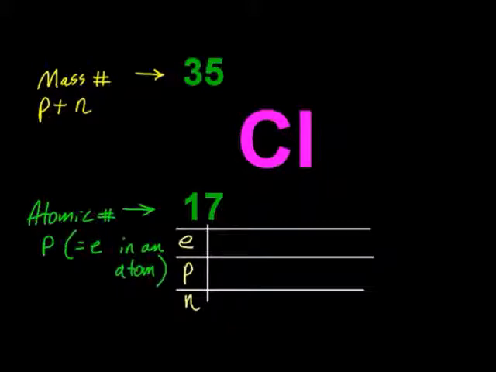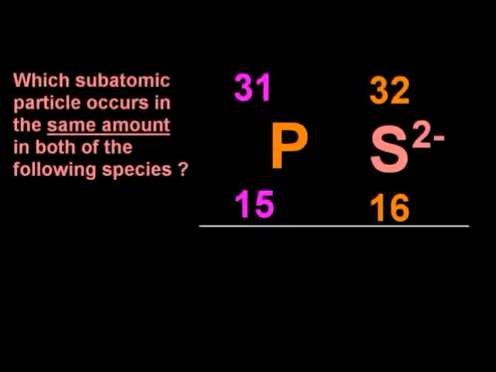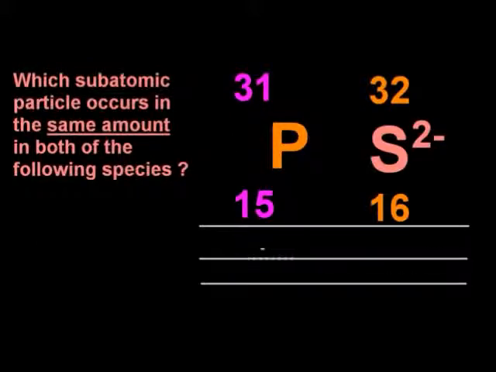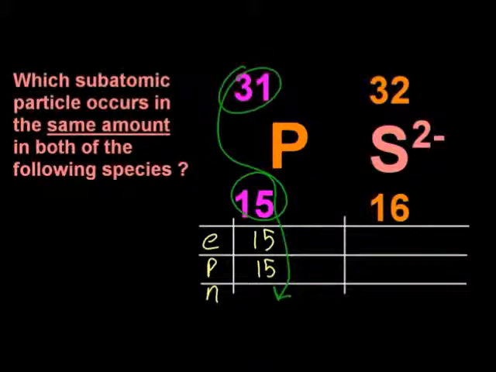The small number is the number of electrons in an atom. The small number is the number of protons in an atom. And the difference between the numbers, well, that's the number of neutrons. In this case, 18. So that was a simple example. Slightly more difficult. Electrons, protons, and neutrons, what occurs in the same amount? Small number is the electrons, and small number is the protons for atoms. And the difference is the neutrons.